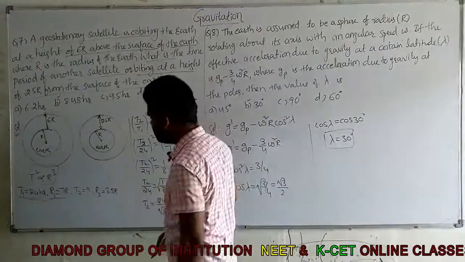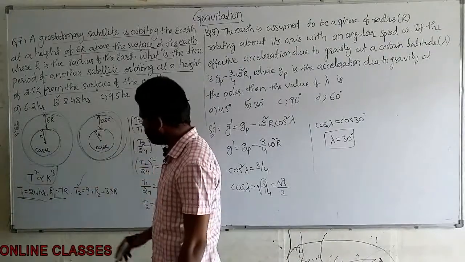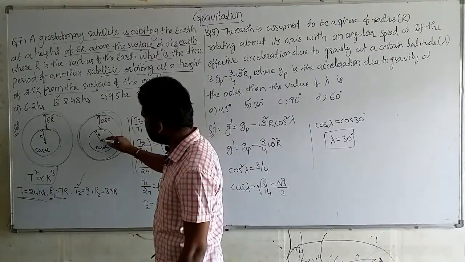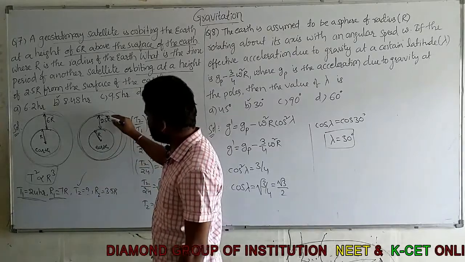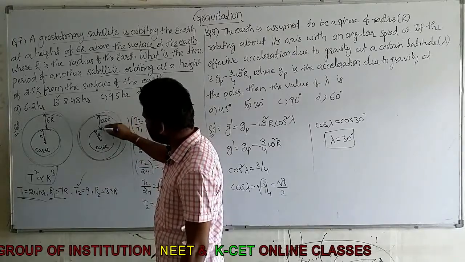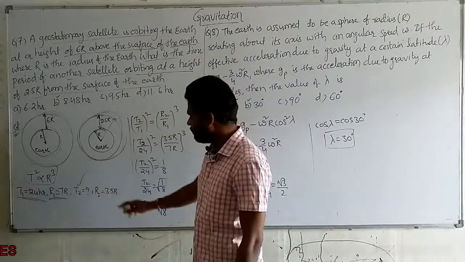Now come to the second satellite. For the second satellite we have to find the time period T2, and the distance from the center of the earth. So the radius of the earth is r and the satellite is at 2.5 r from the surface. Now the total is 2.5 r plus r, 3.5 r.